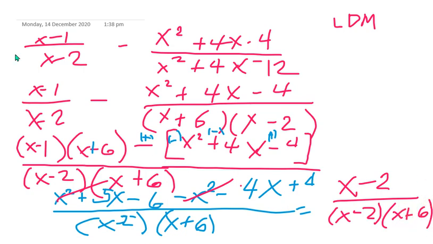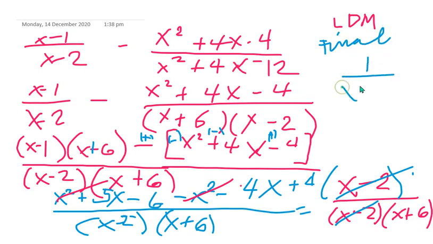And then, x minus 2 divided by x minus 2 is 1. Therefore, yung numerator ninyo is only 1. So, the final answer now is 1 over x plus 6.